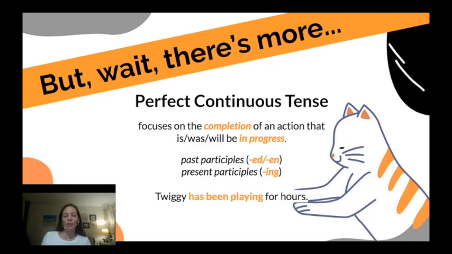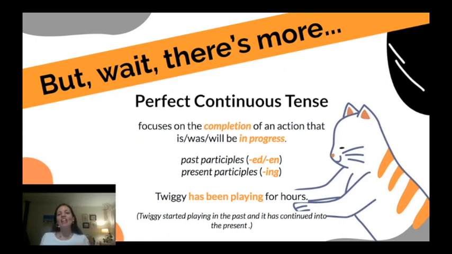An example would be, Twiggy has been playing for hours. What this is showing is that Twiggy started playing in the past and she has continued to play into the present. Or she continued playing for most of the day or for hours during this day.